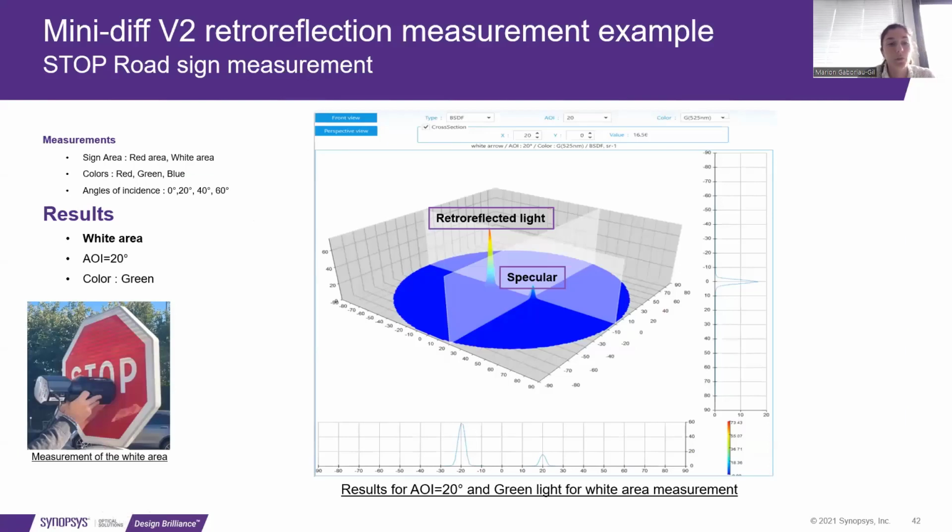So first, the result for the white part of the sign, represented here with an angle of incidence of 20 degrees, and for the green color, for example. You can see, it's a retroreflective paint, of course. You can see that at 20 degrees, so in the reflected part, we have a small specular peak, and at minus 20 degrees, we have a really higher peak for the retroreflected part. So we are clearly able to measure the retroreflection.